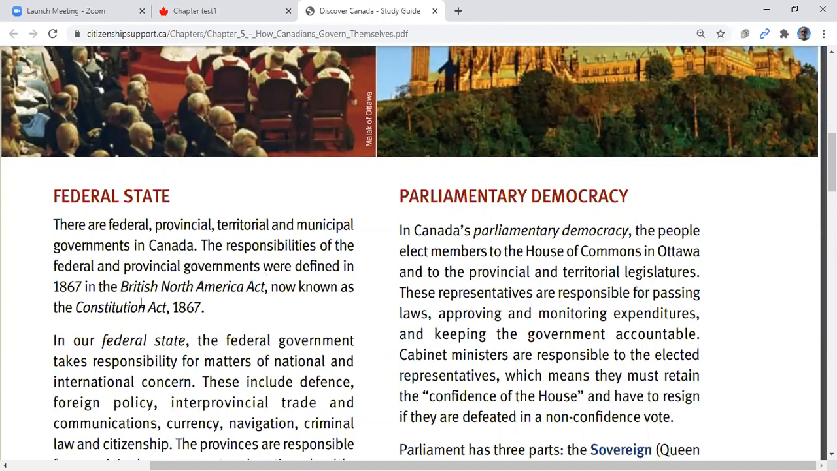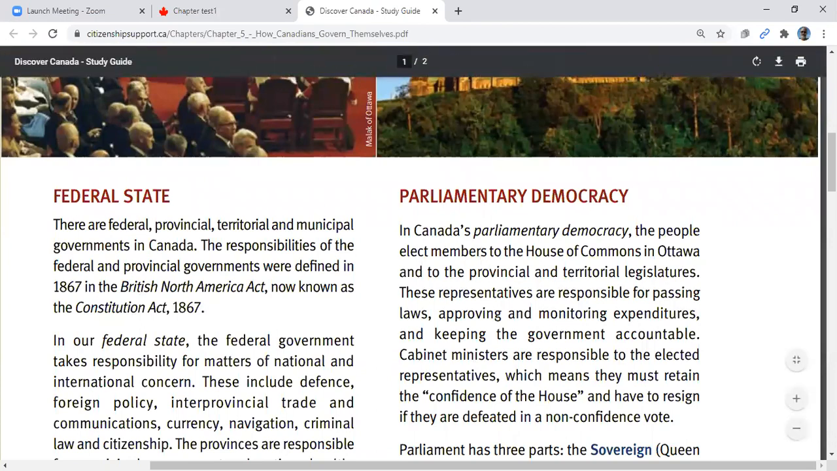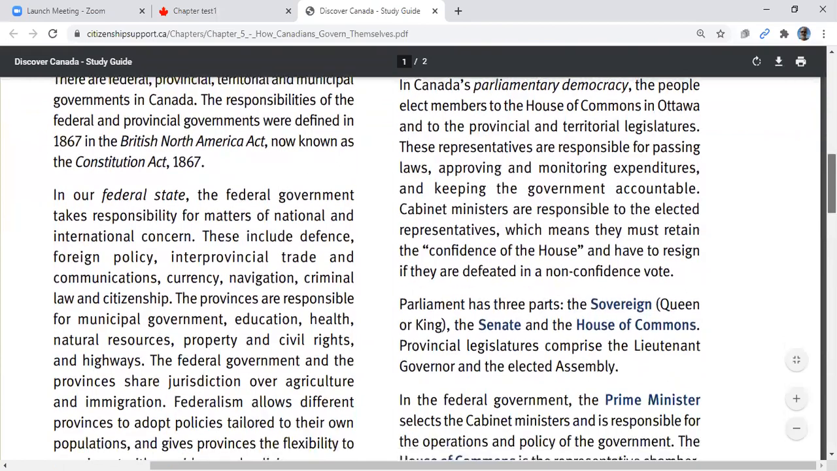British North America Act, 1867, and it was changed, and now it's known as the Constitution Act, 1867. So these two things say what the government is supposed to do. British North America Act, 1867, and now called the Constitution Act, 1867. That is sometimes a question. So we could try to remember that. That would be good.